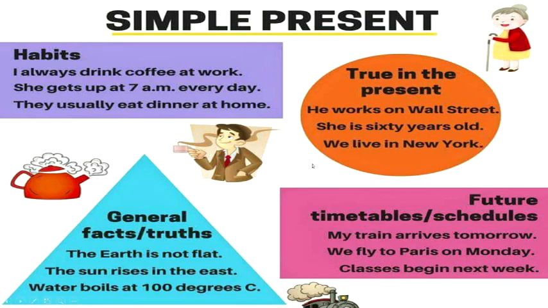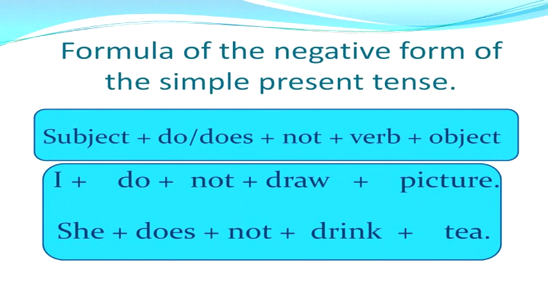So now let us move to our negative form of simple present tense. Now students, the rule is subject, then we have to use your helping verb, do or does. Then not. After that, the verb comes in present form and finally the object. So when you want to make any sentence of negative form using simple present tense, we have to use our helping verbs do or does.